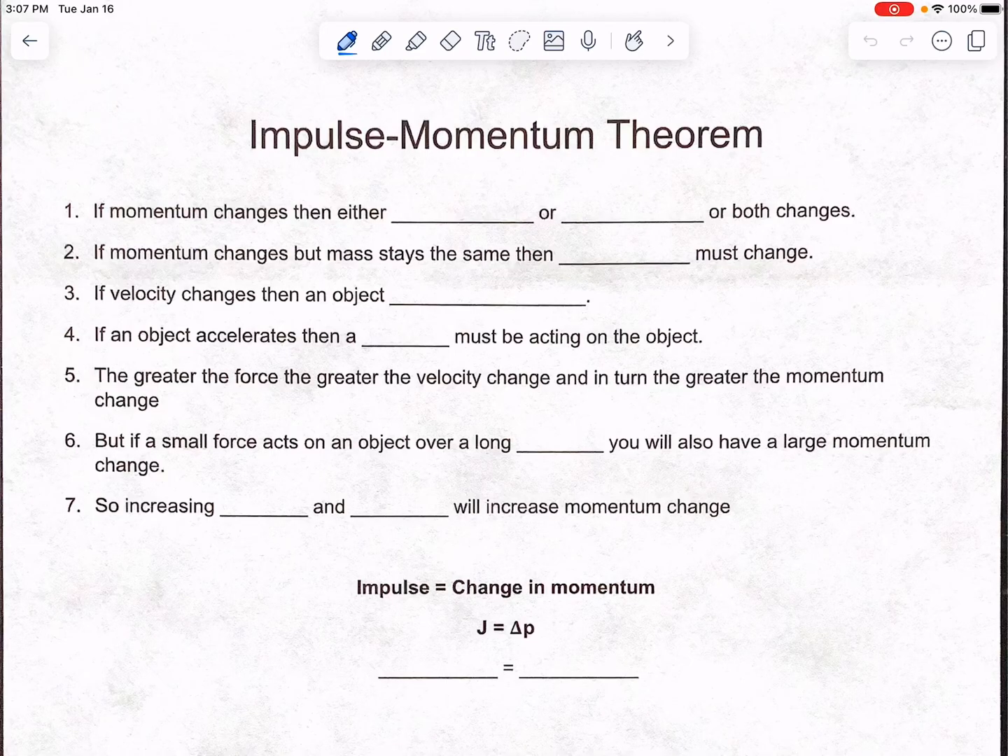All right, this video is going to go through pages 5 through 8. So we're going to talk about the impulse momentum theorem. Basically, impulse and momentum are the same thing, and we're going to show you how we get there.